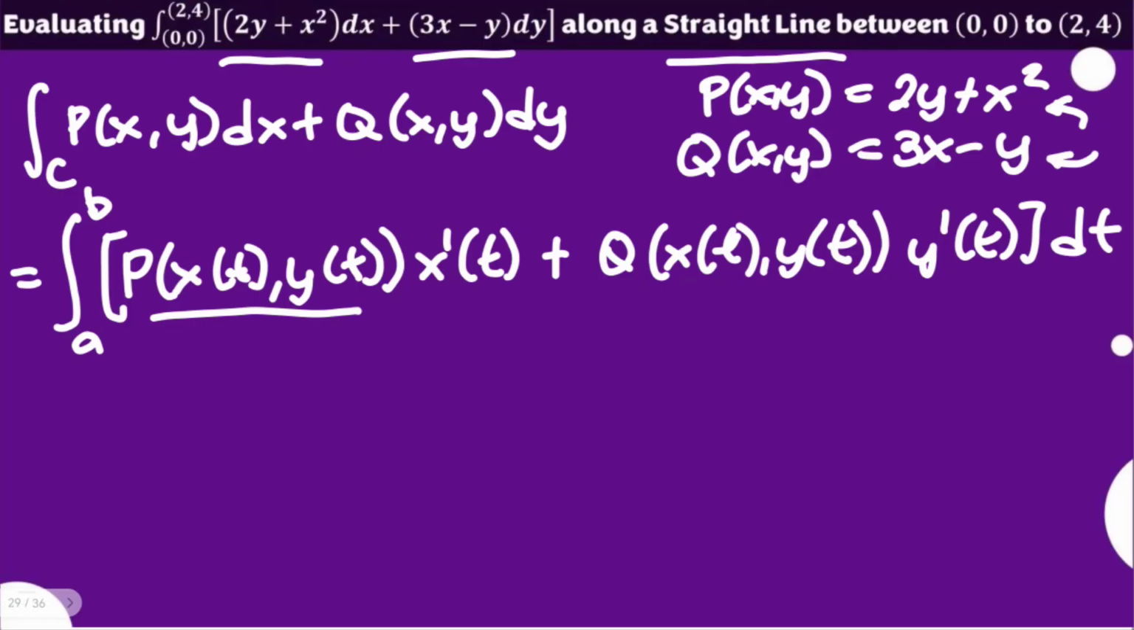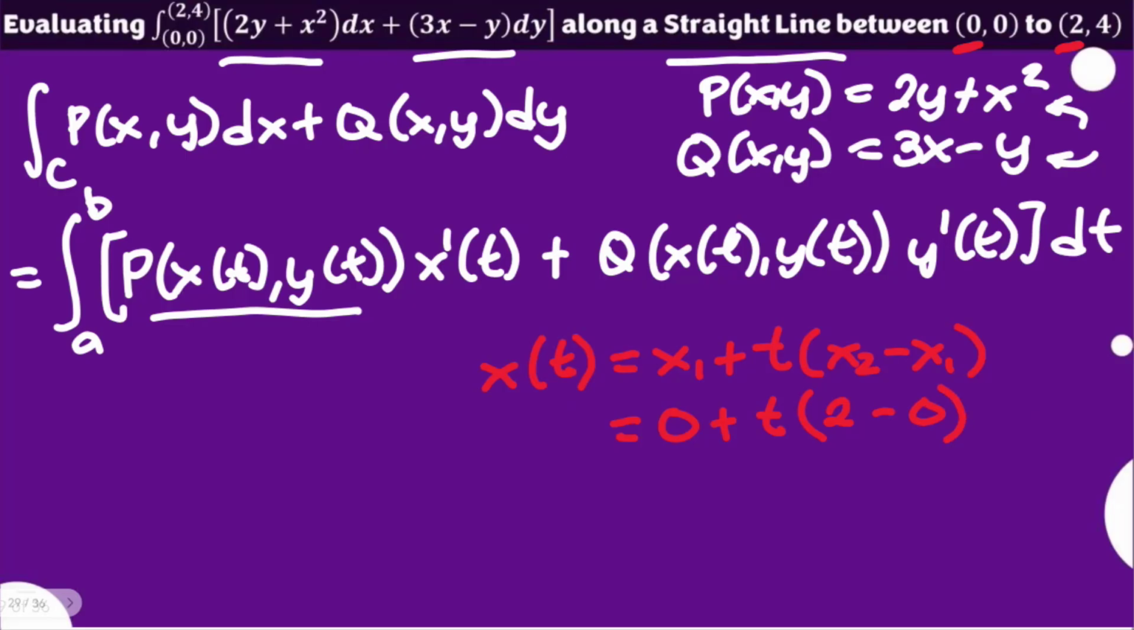So first, let's look at the parametric form for x(t). We already know this one, as I covered it in one of our videos. Our x(t) for the real line integral is equivalent to x1 plus t times the difference of x2 and x1. Our x1 is the x value of the starting point, and x2 is this one here. So basically, it's 0 plus t times (2 minus 0), which gives us x(t) equals 2t.